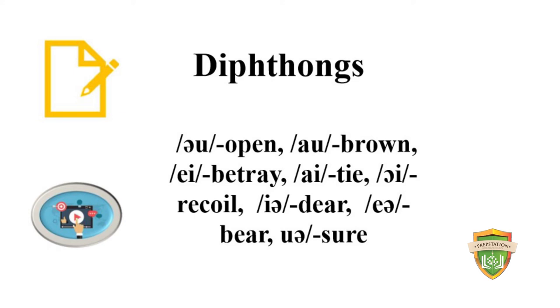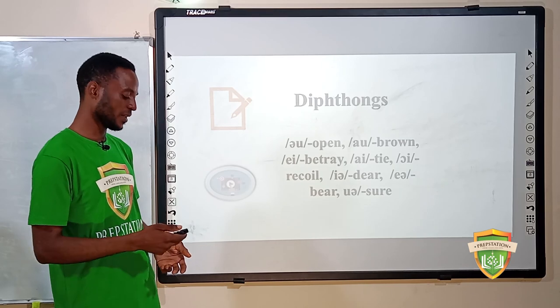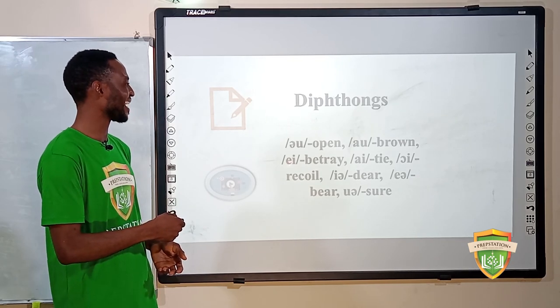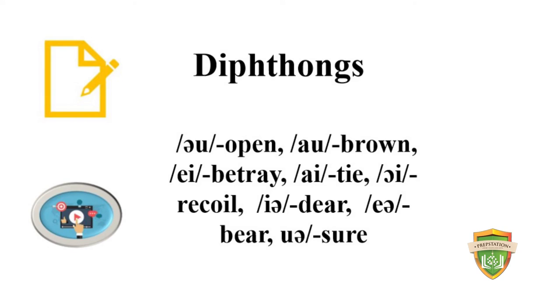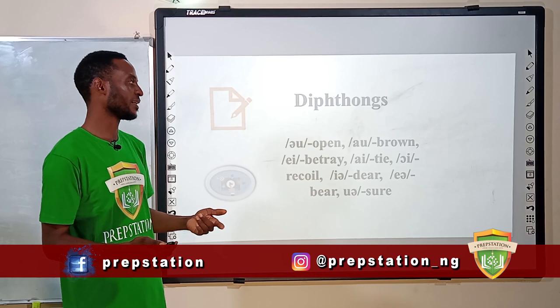Then another diphthong that I want us to look at is ow. This particular one, ow. And it's realized in words like now, do it now, brown, sound. You understand? They are all part of it. Then let's look at this one. A. For instance, you have say, betray. You understand? Made, and other examples.